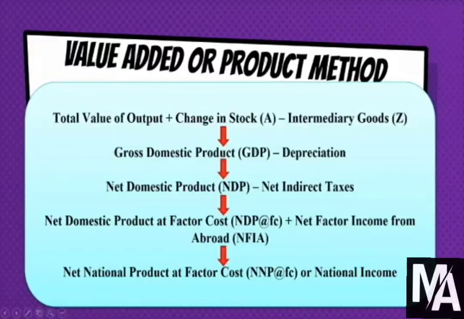at factor cost. From this, when you add the income of Indians working abroad and reduce the income of foreigners working in India, that is NFIA or net factor income from abroad, you get net national product at factor cost or national income. So this is basically the income of all citizens, whether within the boundaries or outside, because they have earned this income by creating goods and services in an economy in the current year.